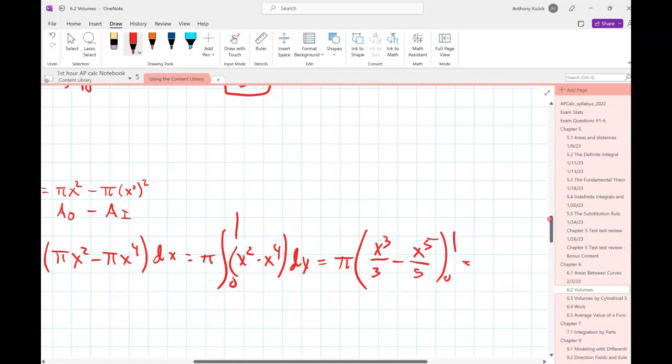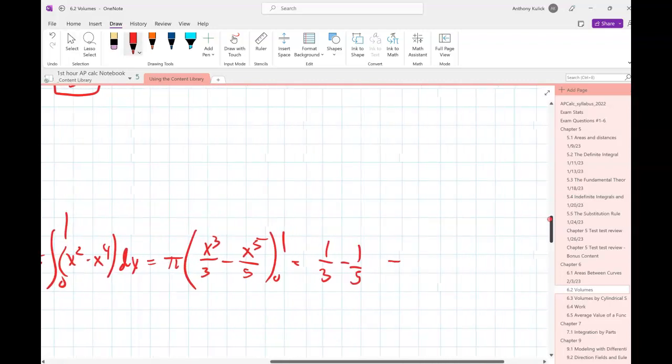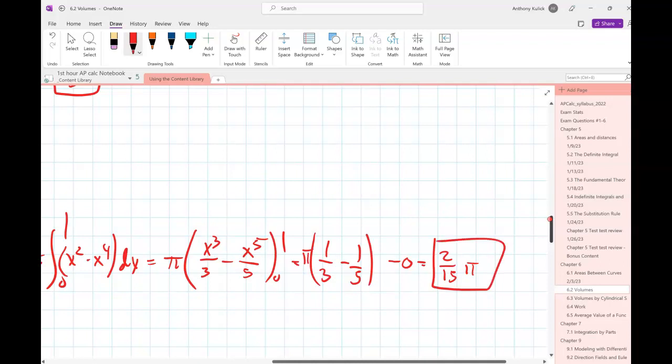We'll do our antiderivative. So we end up with 1/3 minus 1/5, and then minus 0. So what that's going to come out to be is 5/15 minus 3/15, so 2/15, and then we have the pi still. Oops. Oftentimes we'll call this one the washer method if there's a hole in the middle of our function, because we're not building cylinders anymore, we're building like a washer.